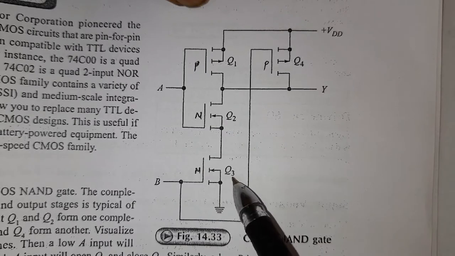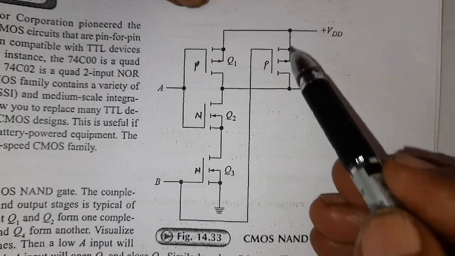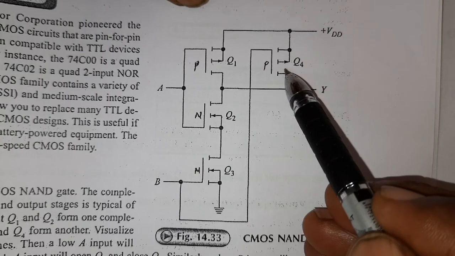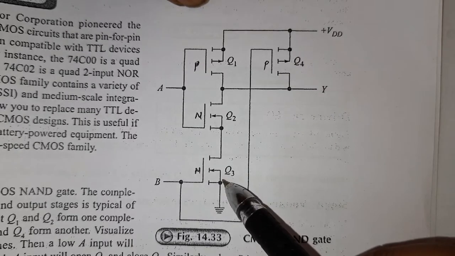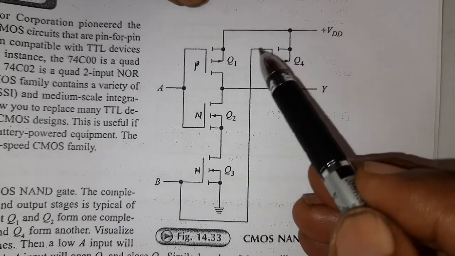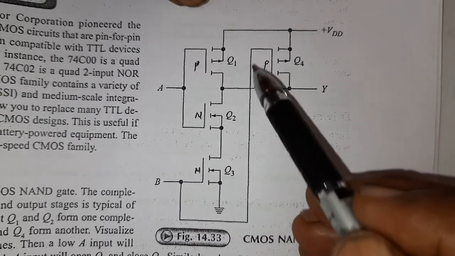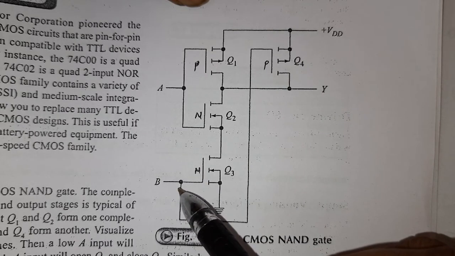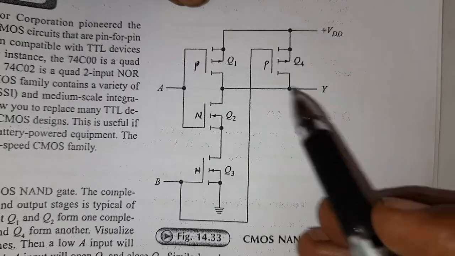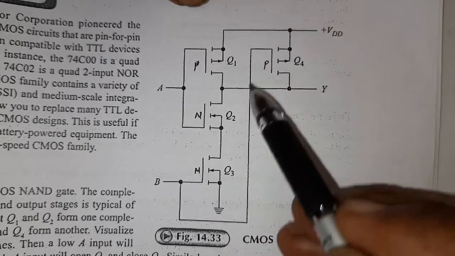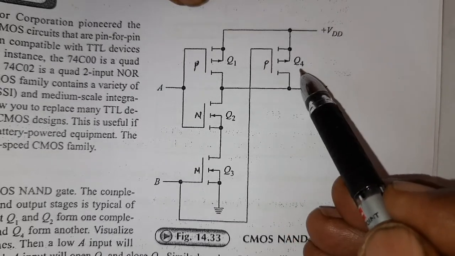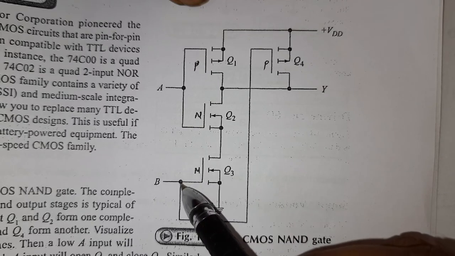Similarly, Q3 and Q4 form the other pair. Check. This is P-type MOS. This is N-type MOS. You will observe that the gates are connected together. There is no restriction on the source and drain. Only the gates must be connected together, and therefore the gate of Q4 and gate of Q3 are common.